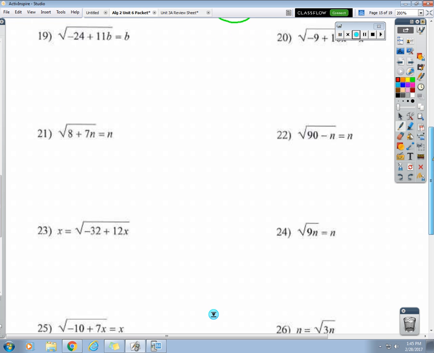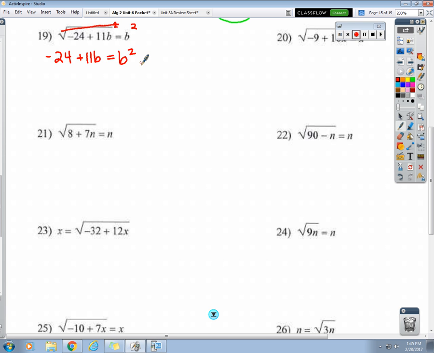Now, number 19, what do I need to do first? Square it, okay, and it'll cancel out that square root, and then I'll square this side. So now I'll have negative 24 plus 11b equals b squared. Now remember, even though it seems like it would be easier to just move b squared over instead of having to move two things over, we don't want our squared term to ever become negative. So that's why we move everything to it.